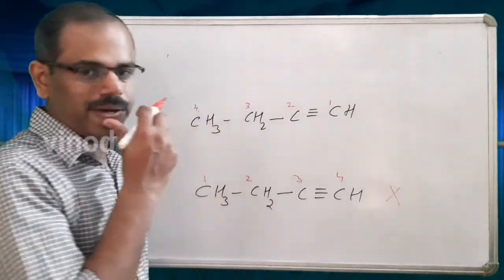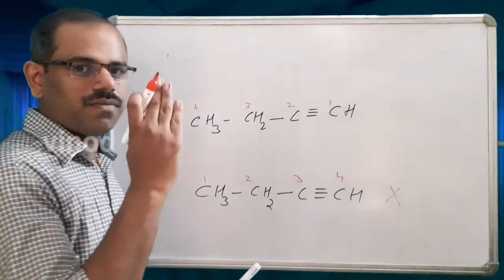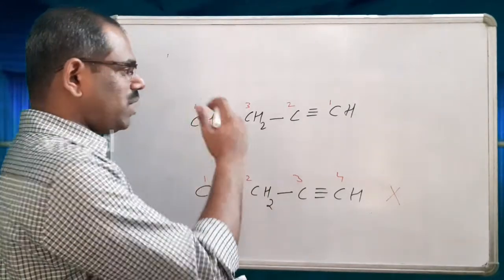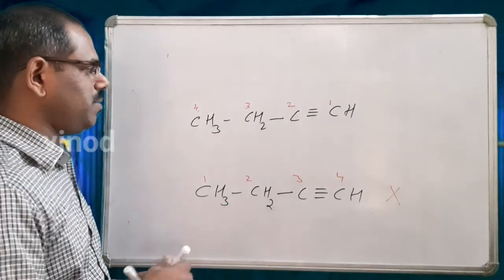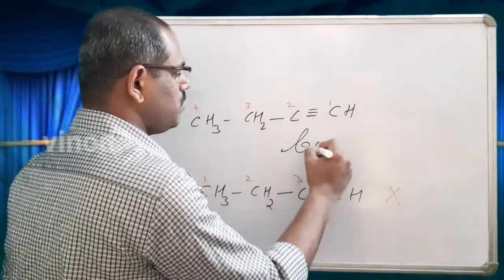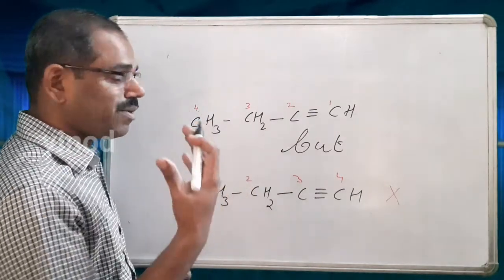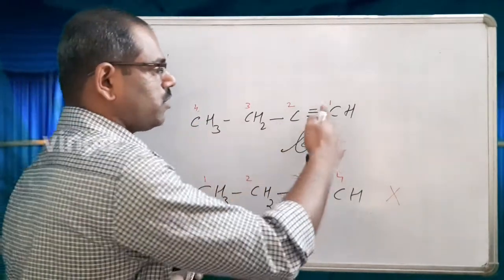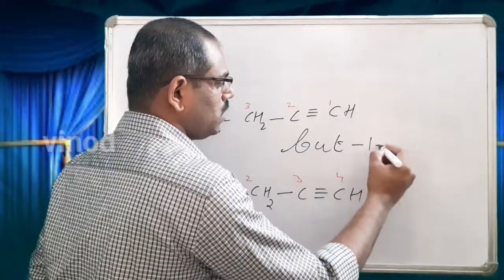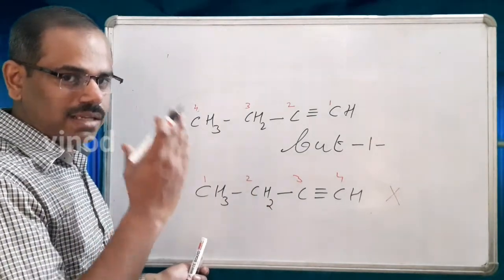So always keep in mind, if a double bond or triple bond is there, you simply start from where the double bond or triple bond starts. Then what is the name of the compound? 4 carbons are there, so it is but. The root is but. The triple bond is at the first carbon. So but, a hyphen, 1, then whether it is alkane, alkene or alkyne.